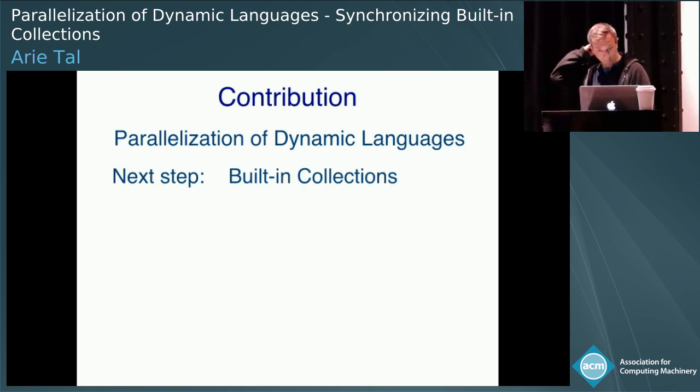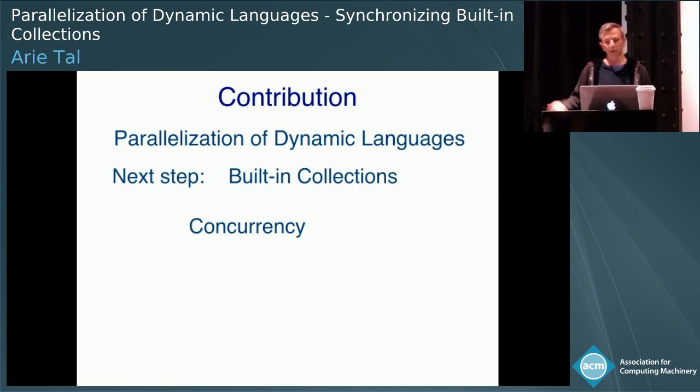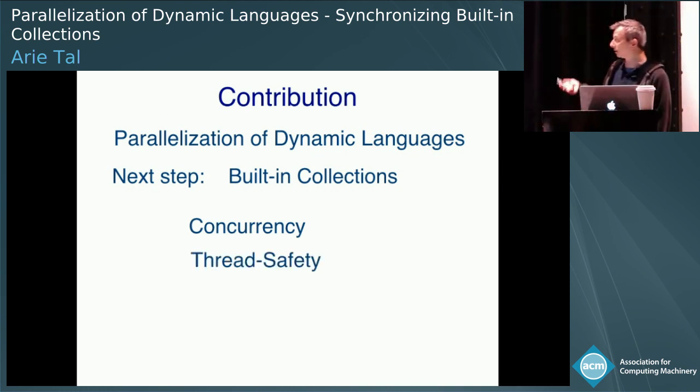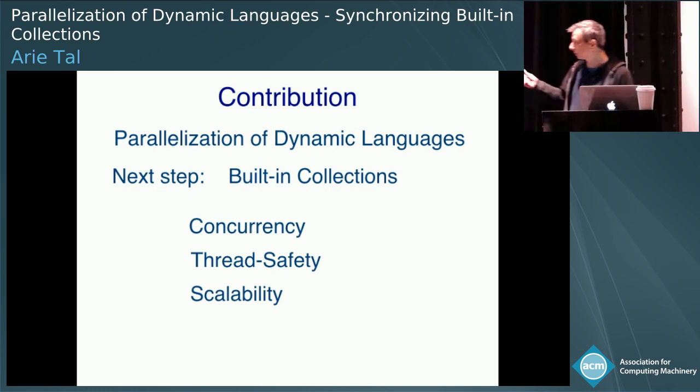Dynamic languages tend to have a few built-in collections like array and hash. Array plays multiple roles, like a list or a queue, versus static languages where you would find large libraries that contain a lot of different implementations of structures. In order to make built-in collections parallel, we would like them to be concurrent, thread safe and scalable. So that's how we get the parallelization.